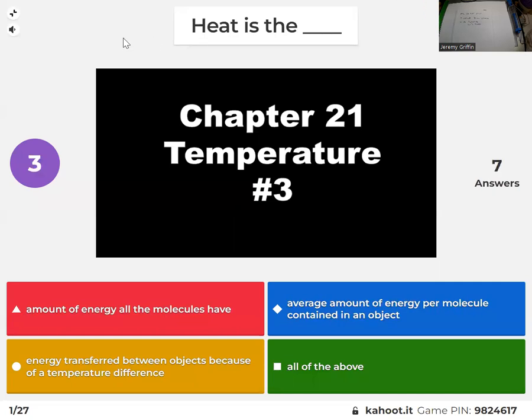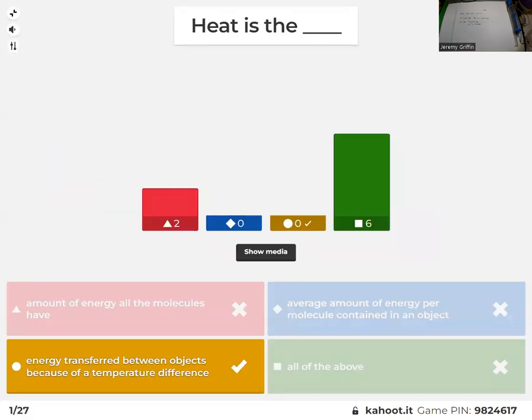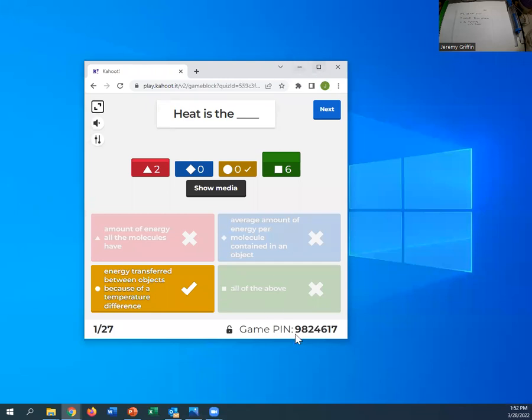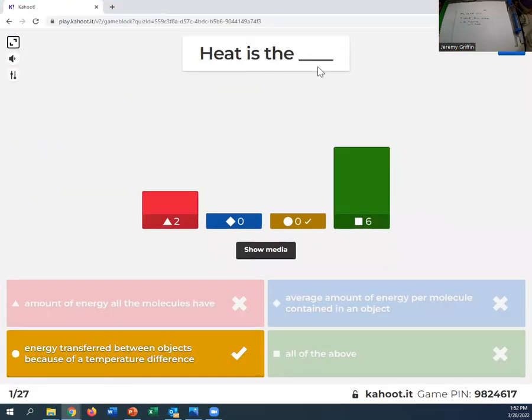Oh, well, let's see if I can minimize this or something. That's most of the code. There you go. 982-4617. Got it. And nobody chose the yellow one.